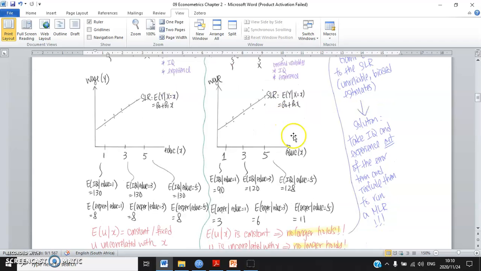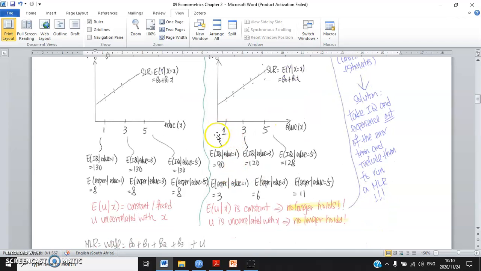In reality, we usually expect that when people get more educated, the IQ level would increase. So actually this is what happens in reality. When years of education is 1, on average IQ is 90. When the person becomes more educated, years of education or x equals 3, then on average IQ actually goes up to 120. And finally, when x equals 5, it goes up again, then on average IQ level also goes up to 128.